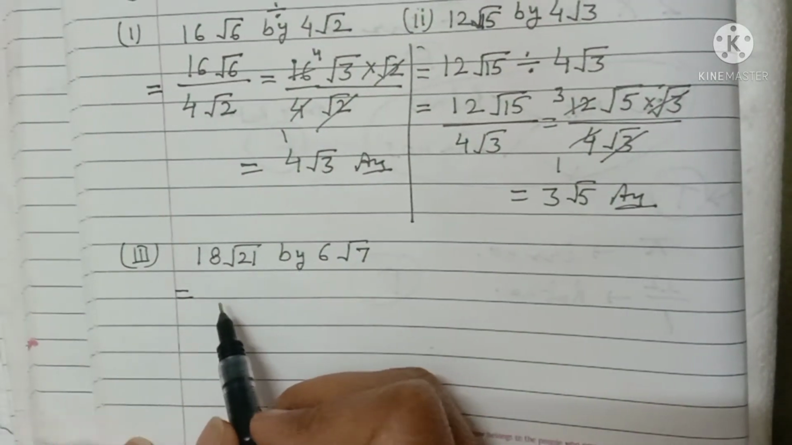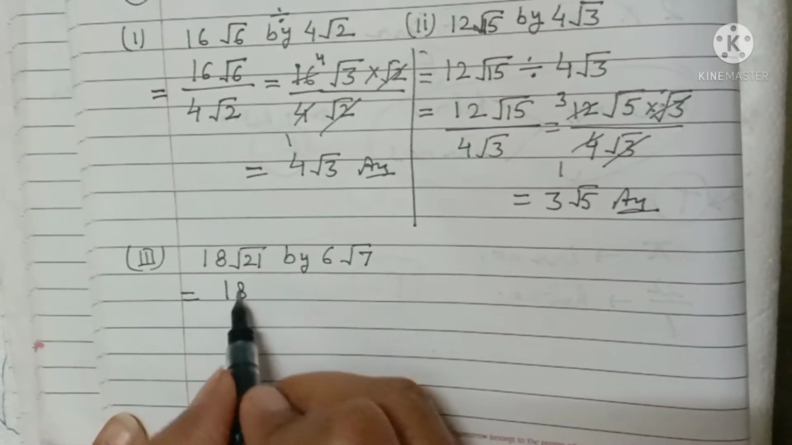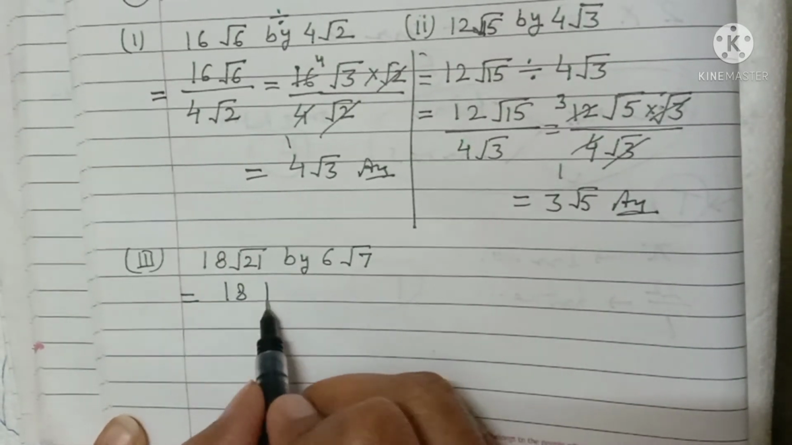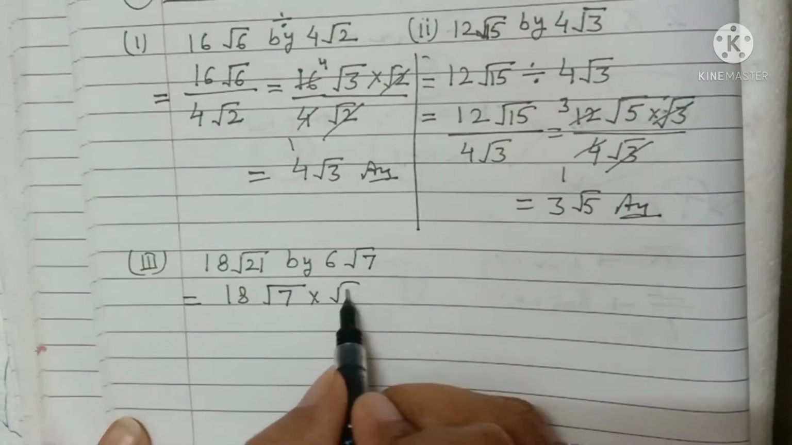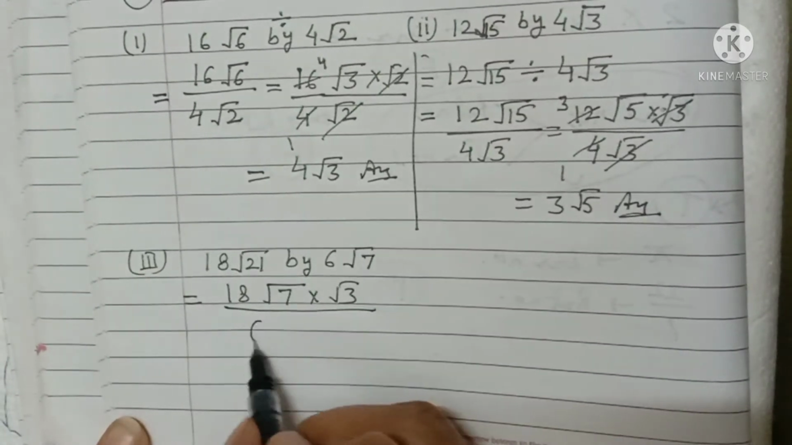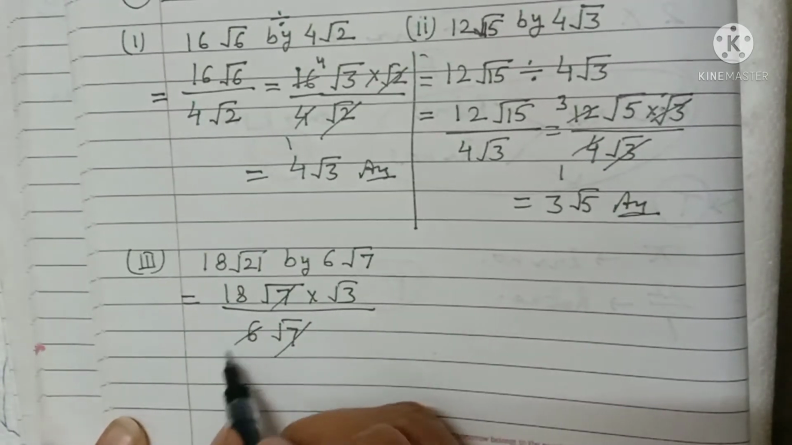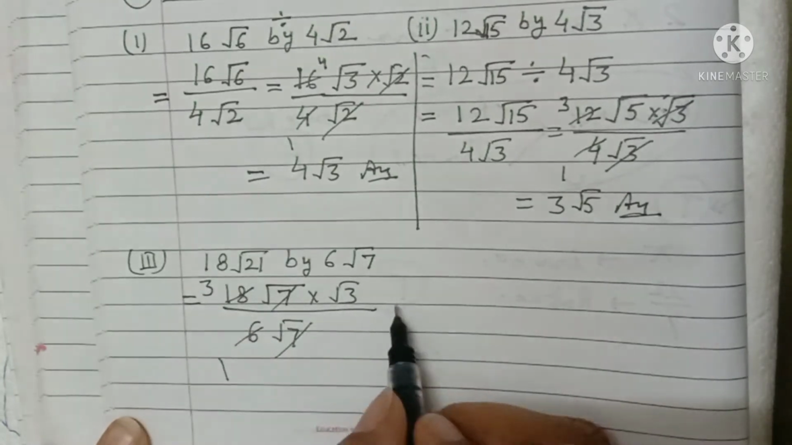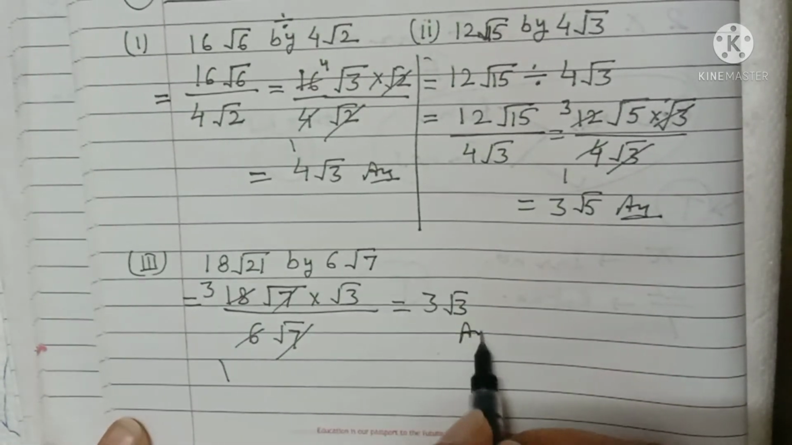The third part is 18 root 21 by 6 root 7, like this. 18 root 21 you can write as under root 7 into under root 3 and upon 6 root 7. Root 7 is cut, and 6 1s are 6, 6 3s are 18. So you will get 3 root 3. 3 root 3 is the answer.